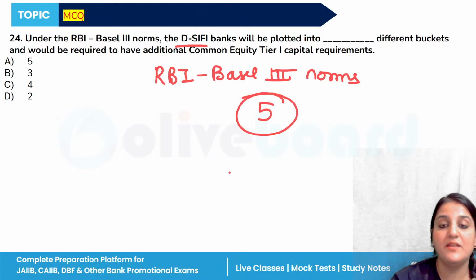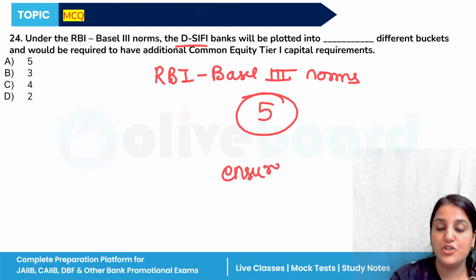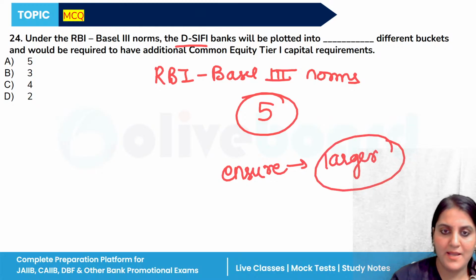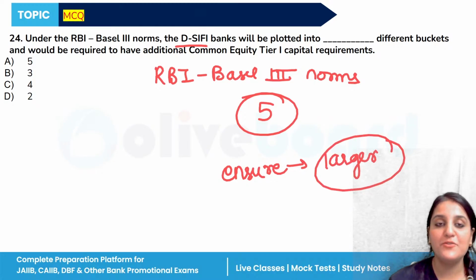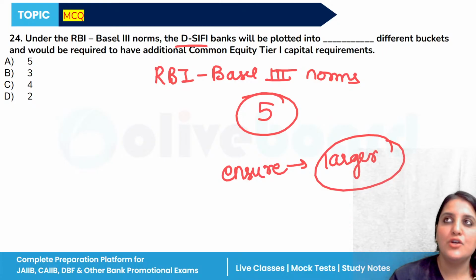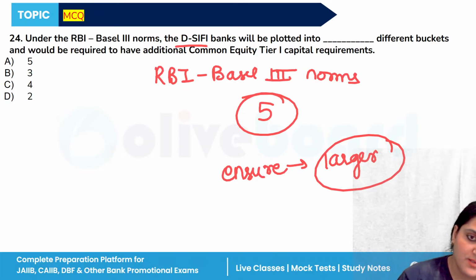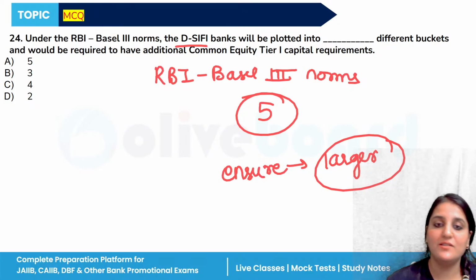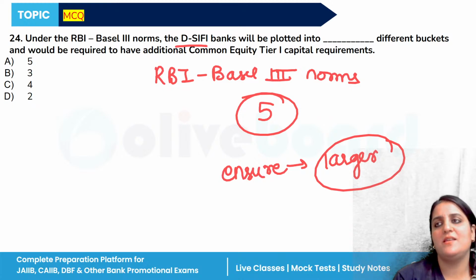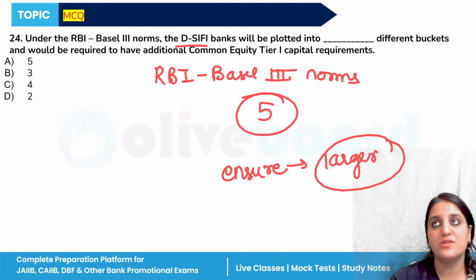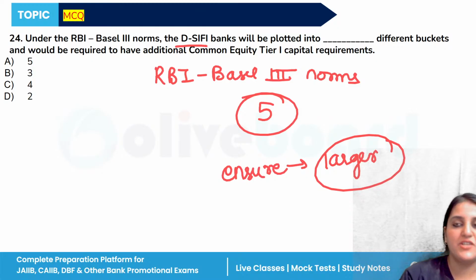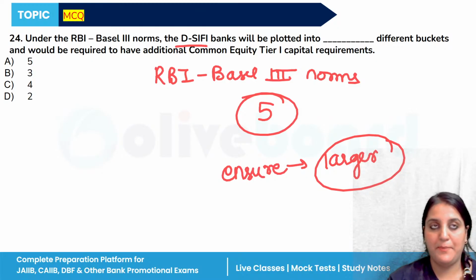And this system is designed to ensure that larger, more complex banks have a sufficient amount of capital to absorb potential losses and maintain financial stability. Basically these norms are the regulation implemented by the RBI and based on the international Basel capital standards.